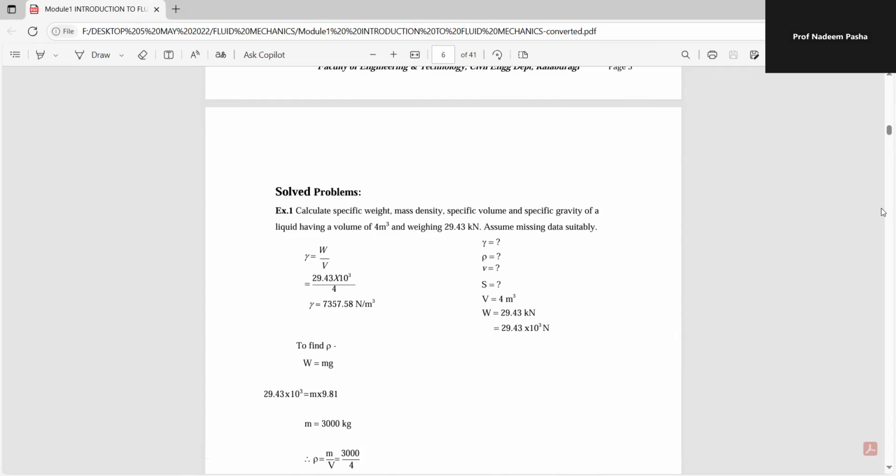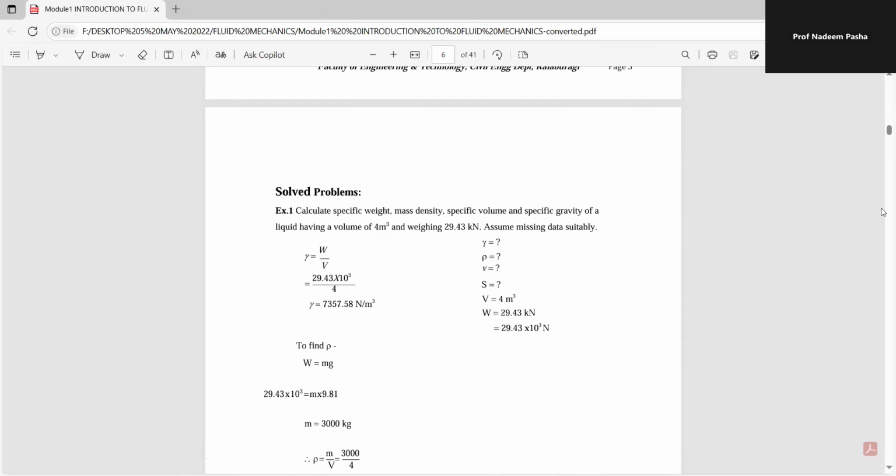Normally rho is equal to m by v. V is known to you, but m you don't know. So which relation can you use? That is W is equal to mg. W is known to you, 29.43 into 10 raised to 3, and m into g is also known to you.